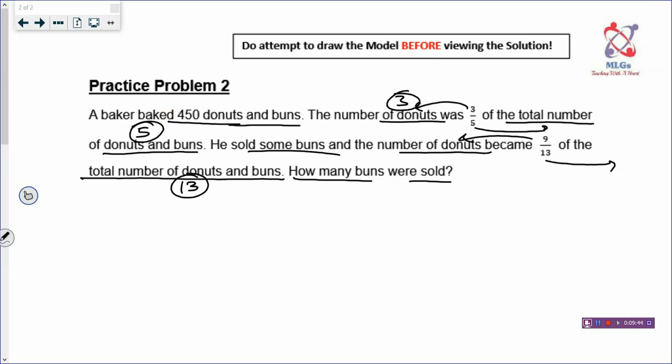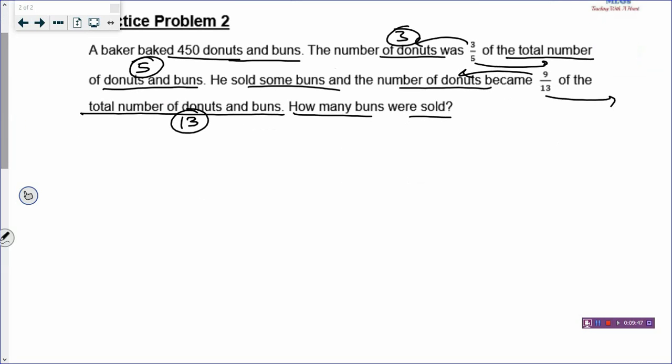Okay, now if you are going to draw a before and after model, then the best model or the most suitable model to draw is your comparison model. You don't want to draw a parcel model because this is a before and after. Alright, so let's draw the before model, all right, before. Okay, a baker baked 450 donuts and buns. If you don't know how to draw the first sentence, skip, do the next one. Go to the next sentence.